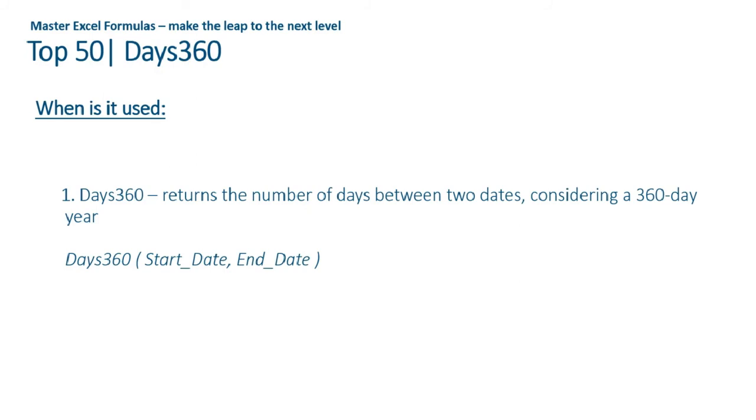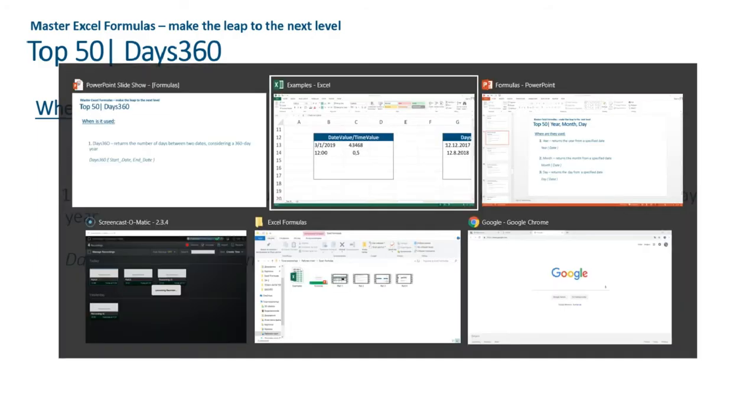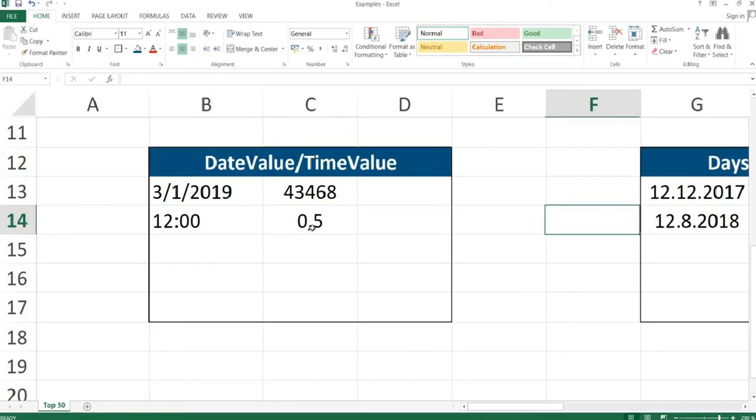This is actually a very useful formula, because it gives you the number of days between two dates. It considers a 360 day year. We start with the start date, and after that end with the end date. The example is here as well.